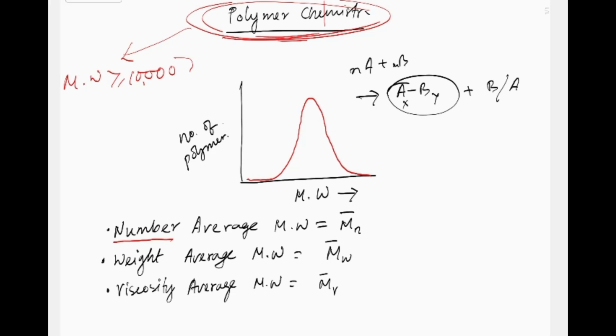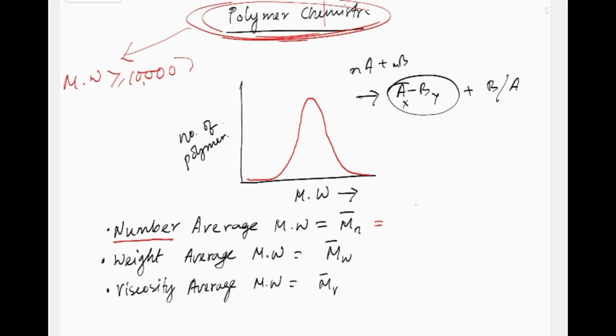Weight average molecular weight means the majority of the weight in the dispersion is termed the weight average molecular weight, right? And as the molecular weight of the polymer increases, the viscosity also increases. So with respect to that, the average viscosity of the dispersion gives the viscosity average molecular weight. Fine. So there are formulas to determine these.